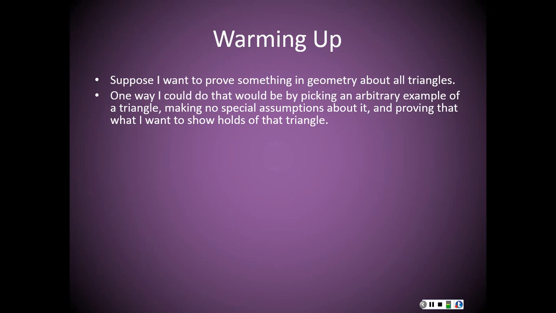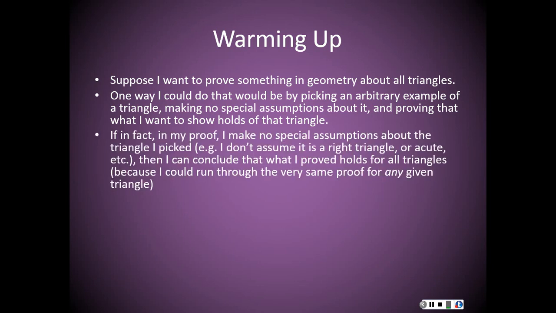So I may draw a triangle on a piece of paper to refer to, and I may start referring to that triangle in my proof, but however I drew the triangle, of course the triangle I drew is going to have specific properties that other triangles don't have. But however I drew it, I'm going to try my best to refrain from referring to any properties that that triangle has that other triangles don't have.